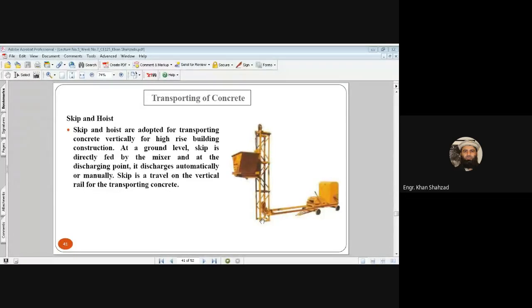This is the vertical rail. You can see the pulley, and this has the proper system. It is moving on this pole with the help of a cable, this cable is connected with this system, and the operator is operating from here.